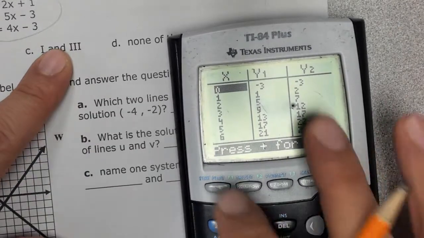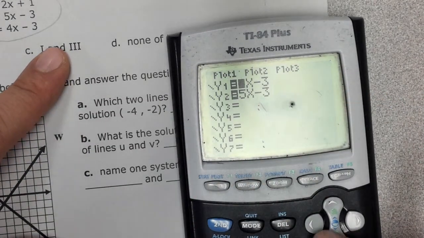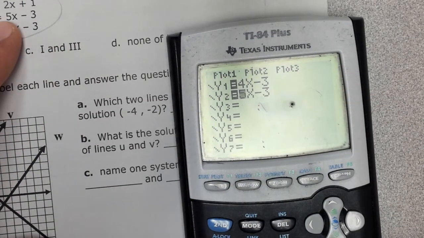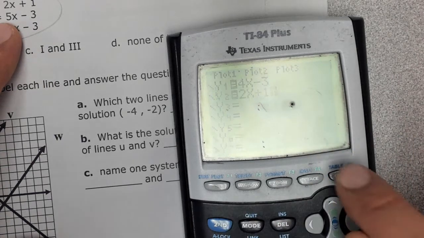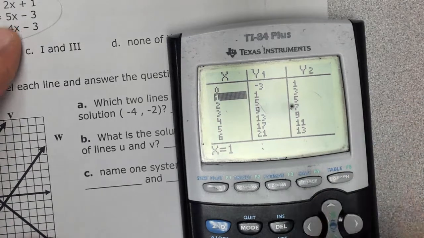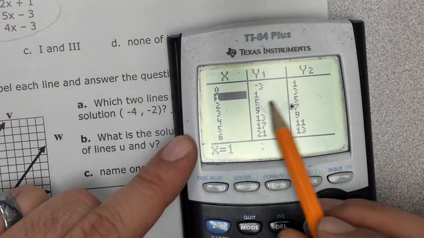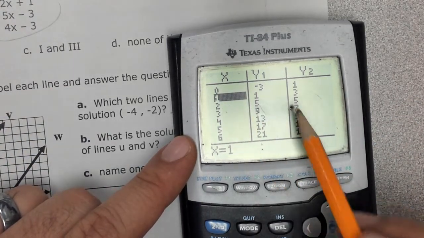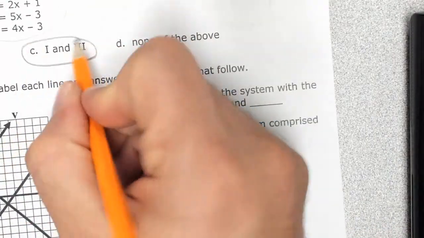Alright, 1 and 3. 3 is 4x minus 3, 1 is 2x plus 1. Alright, let's check it out. And they do meet at (2, 5). See, at 5, they're both at the same spot. (2, 5), (2, 5). So the answer is C.